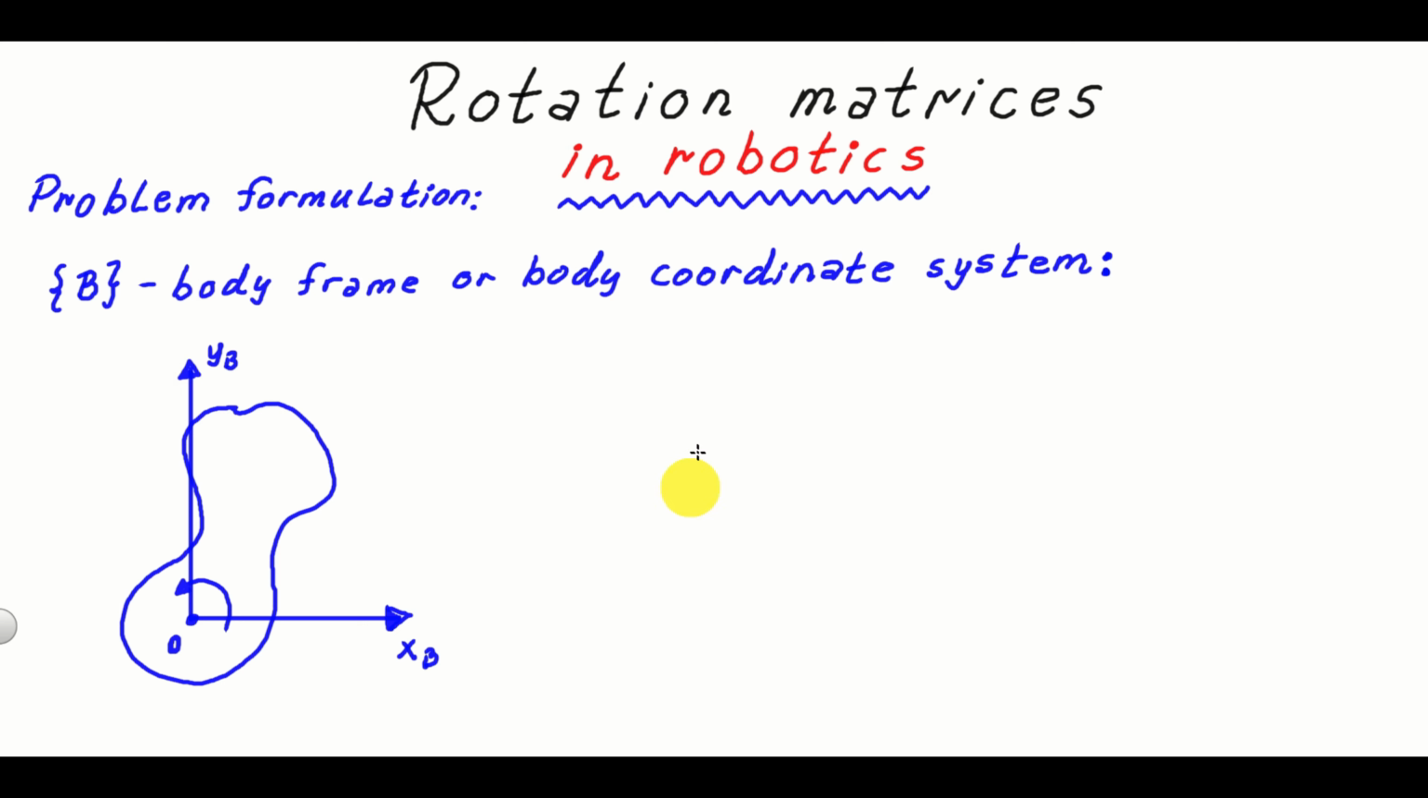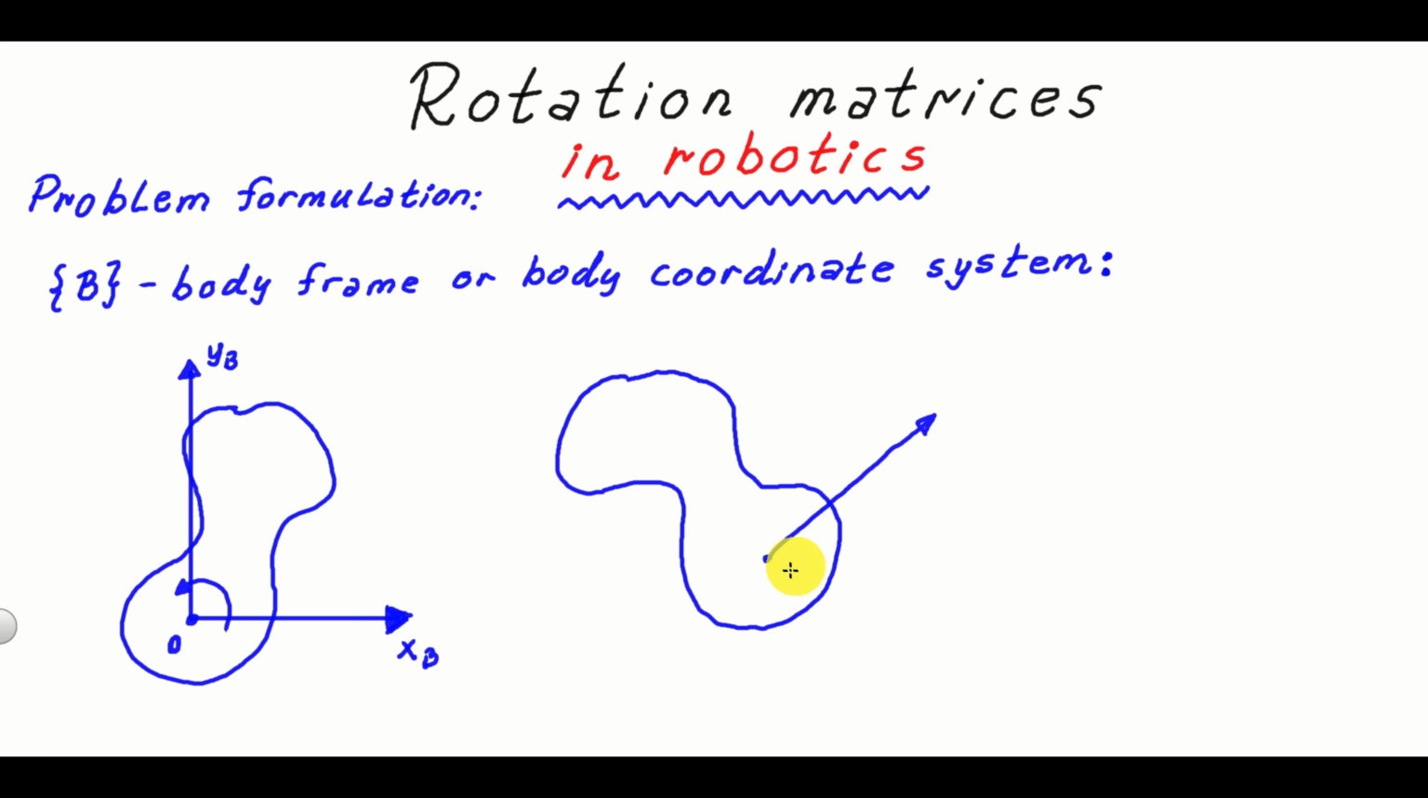Now, after some time, the body will rotate and it will go to this position. Since this coordinate system, that's called the body coordinate system, is fixed to the body, it's going to rotate together with the body. And at certain time instant, the axes are going to be oriented like this. This is going to be xb, and this is going to be yb.